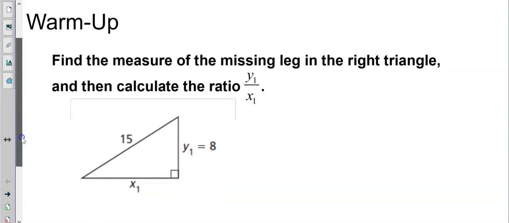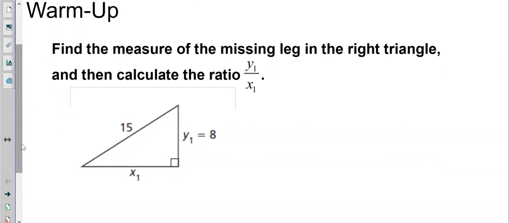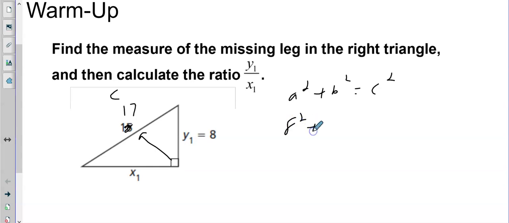Now there's a little mess up here. There's a typo, so please fix this. This should be 17. So we're going to try to calculate the missing side, x. Remember, this is our hypotenuse. Okay? So we're going to do a squared plus b squared equals c squared. This is our c. Doesn't matter which one's a or b.